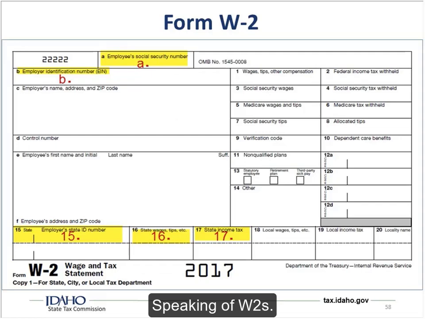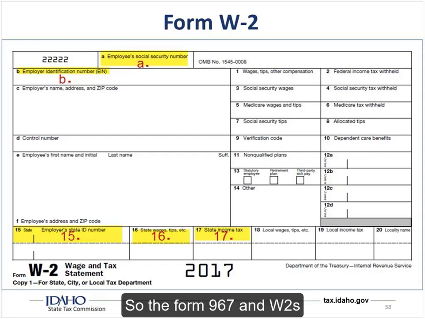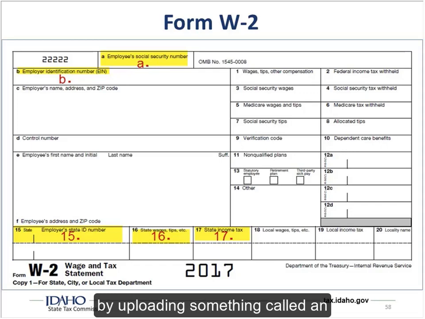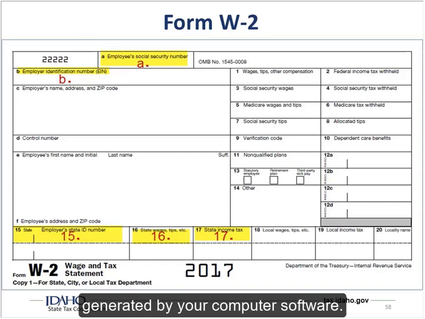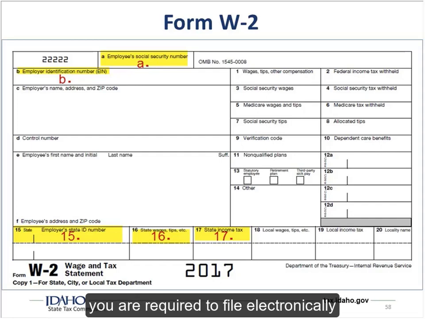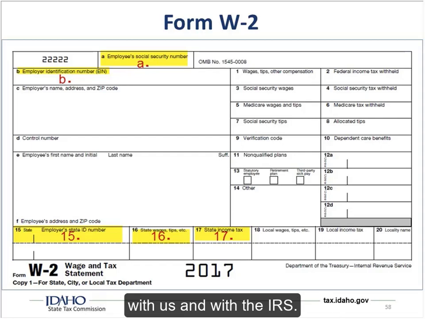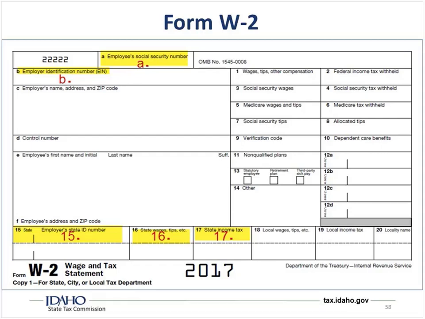Speaking of W-2s, the W-2 is a document that you're going to give the employees so that they can complete their tax returns. So the Form 967 and W-2s can also be filed electronically by uploading something called an EFW-2 file. And these are generated by your computer software, if you have it available. If you have more than 50 employees, you are required to file electronically with us and with the IRS. Okay? And then just the highlighted portions are just what the state is looking for.